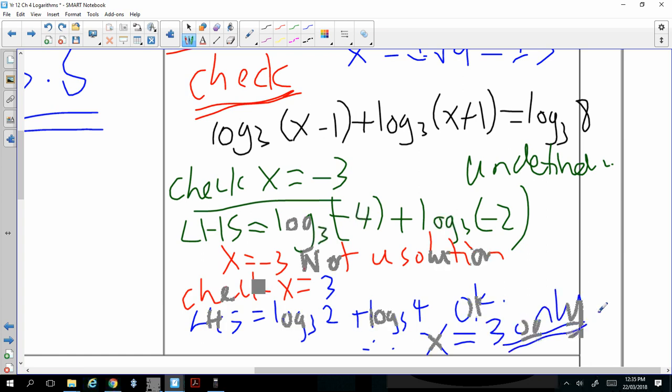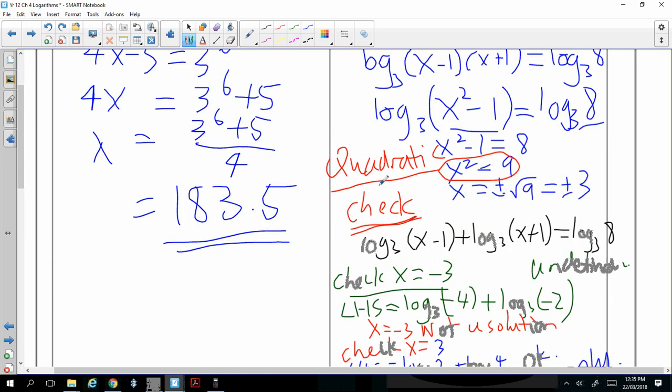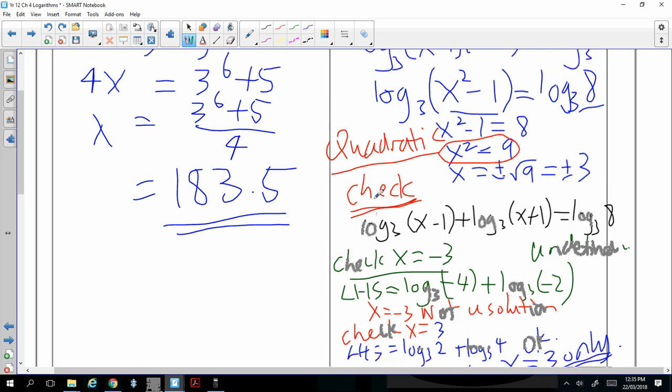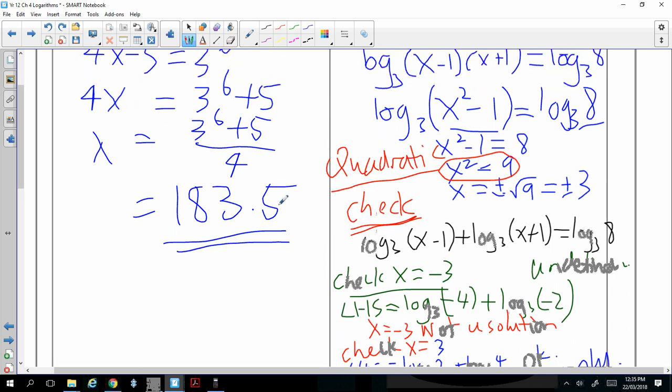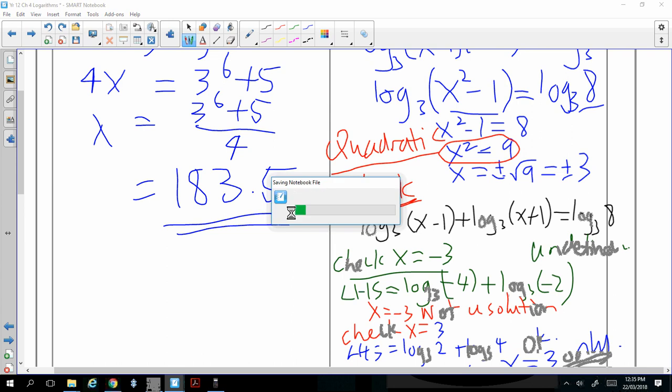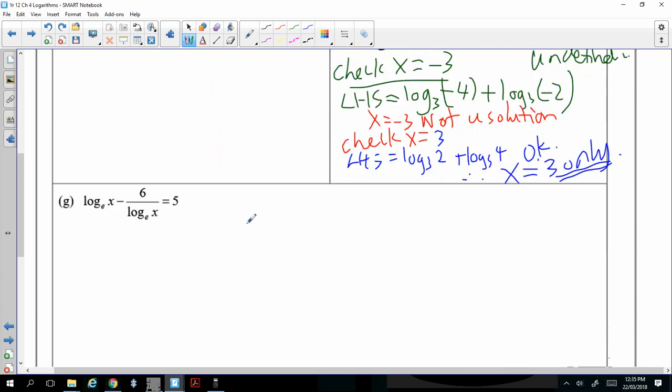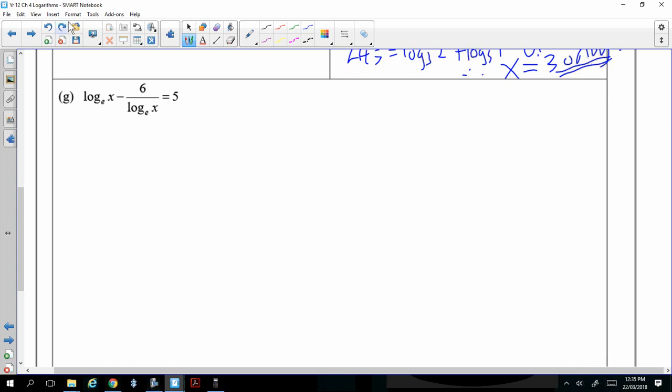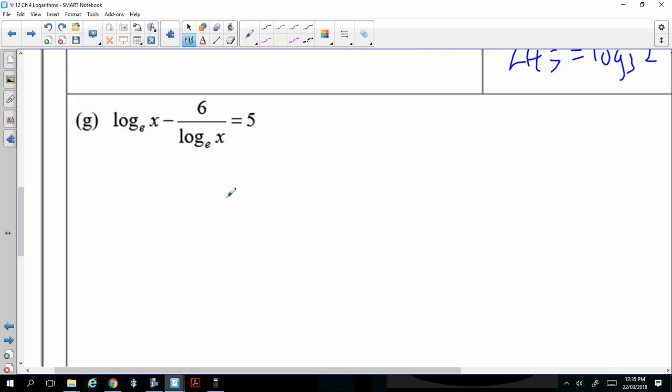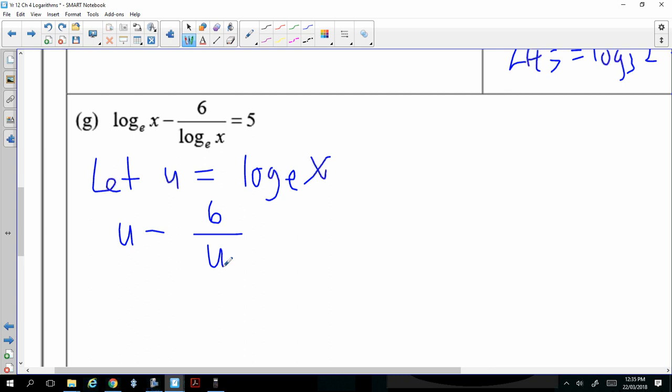All right, one more question, G. Okay, so for this one, what you do is you let u equal to log base e of x. So that means you get u minus 6 on u equal to 5. We'll have to get rid of the denominator. Times by u, and you're going to get u squared minus 6 equal to 5u.